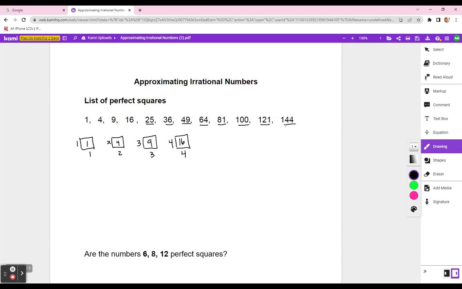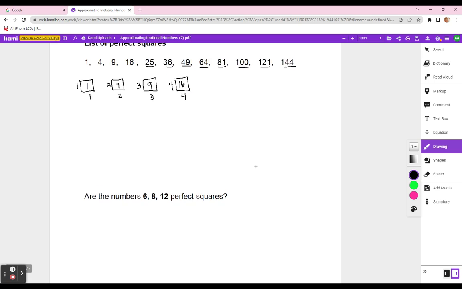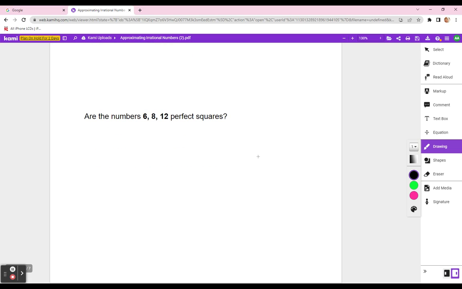And these are just some numbers that are perfect squares. The list is very long, okay? But I wanted you to be able to recognize when you are given a perfect square number. All right, now let's look at these numbers here and determine if they are perfect squares.